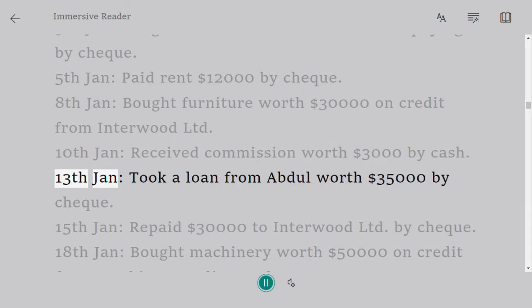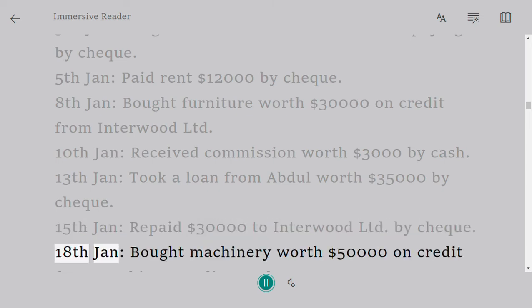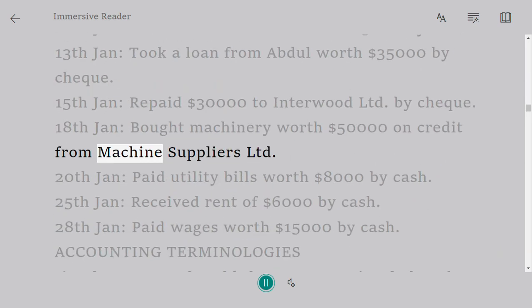January 13th, took a loan from Abdul worth $35,000 by check. January 15th, repaid $30,000 to Interwood Limited by check. January 18th, bought machinery worth $50,000 on credit from Machine Suppliers Ltd.